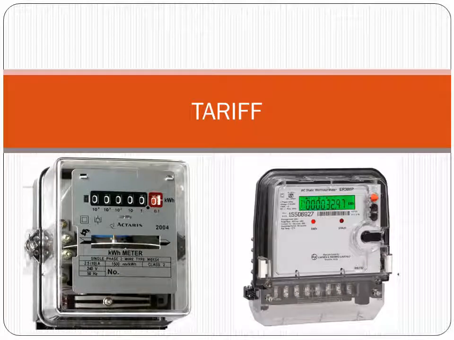Tariff, electricity utilization cost. The energy consumed is calculated via the energy meters. There are two types of energy meters. One is the analog energy meter and the other is the digital energy meter, which record how many kilowatt hours of electricity we are using.